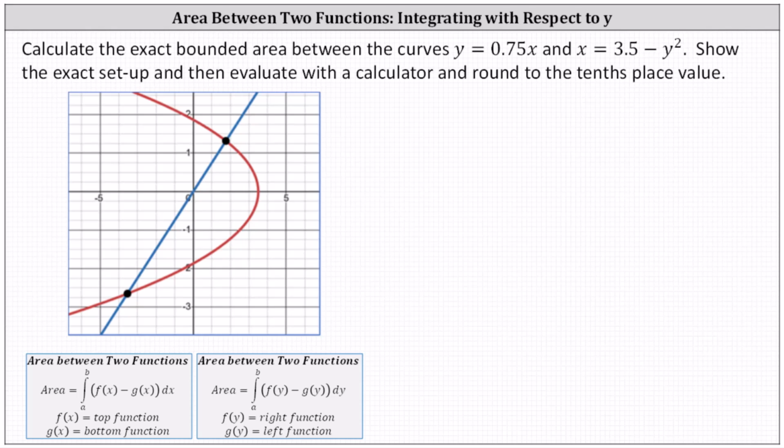Calculate the exact bounded area between the curves given by y equals 0.75x and x equals 3.5 minus y squared. Show the exact setup and then evaluate with the calculator and round to the 10th place value.